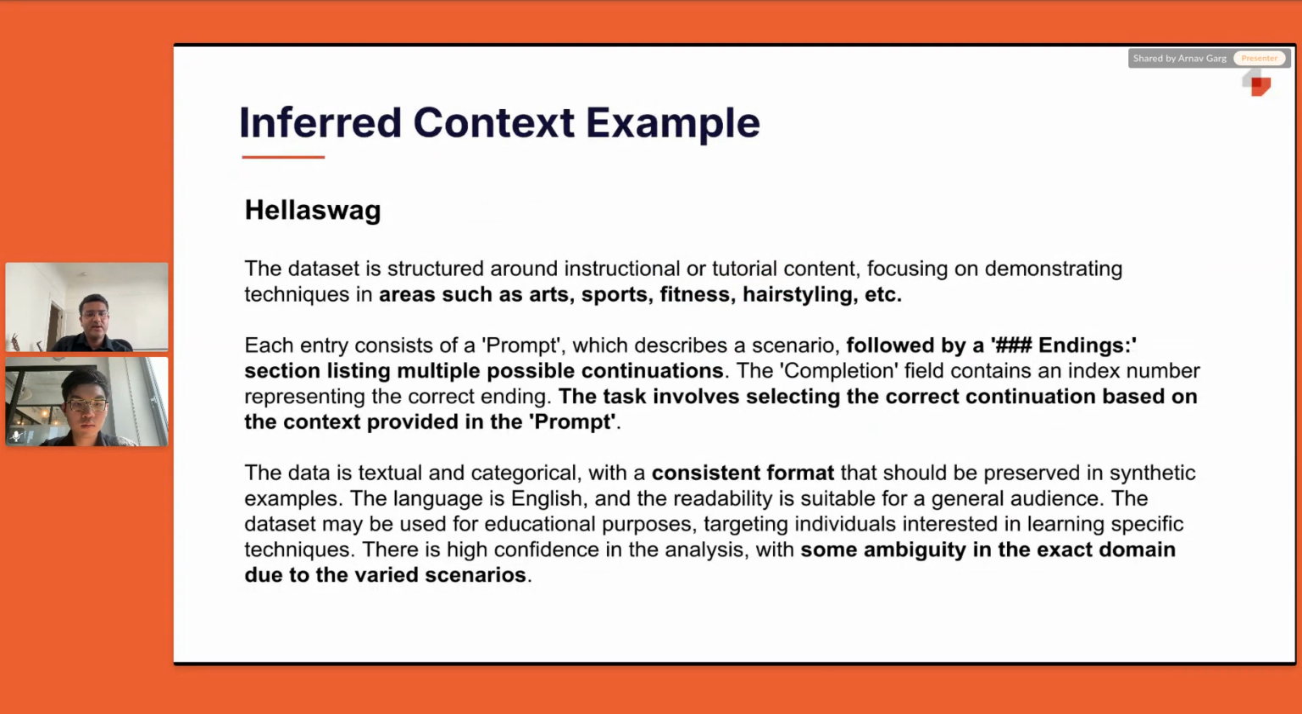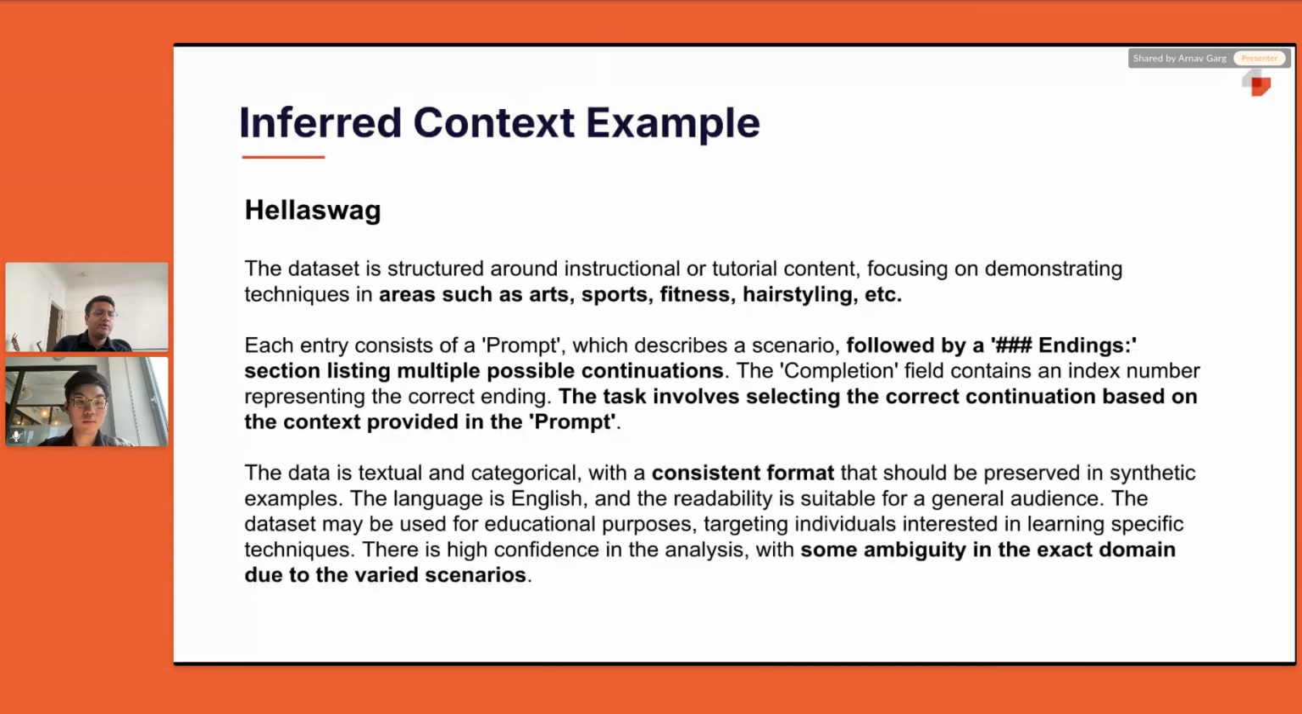The second is that it's able to identify the structure of the prompt column and find these repetitive patterns, which is the 3 hashtag signs and then the endings colon followed by a list of possible continuations. The third is that it was able to correctly identify the goal of the task. It understands that we want to select the correct continuation based on the context provided in the prompt. The fourth is that it understands that the formatting of the examples must be preserved across all the synthetic examples that are generated. So you must use the 3 pound signs, the endings colon, and the bulleted, indexed list.